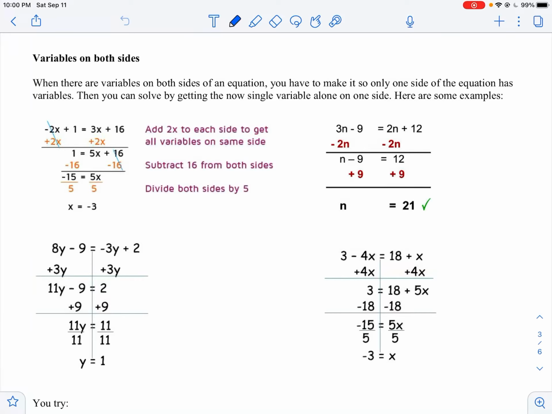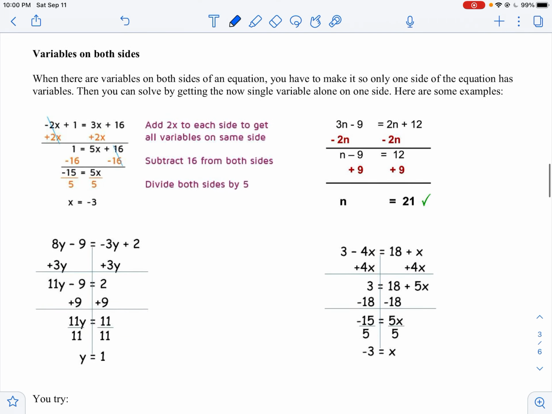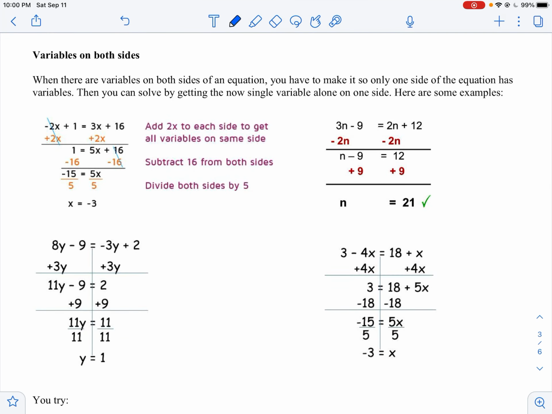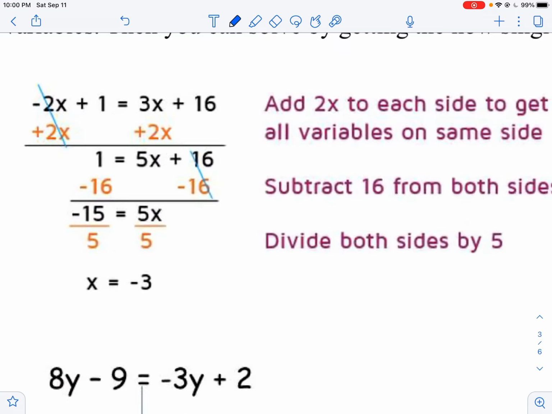All right, ladies and gentlemen, we're going to dive into solving equations that have variables on both sides. So what you should do is make sure you have this note packet out and you jump to this part where it's solving equations with variables on both sides. And really, they're not that bad. It's pretty easy. Let me show you some examples here.